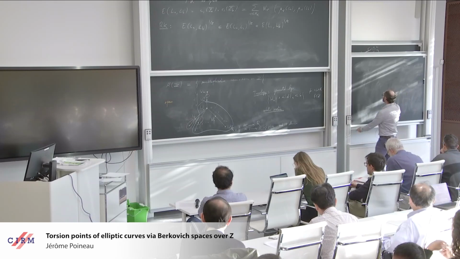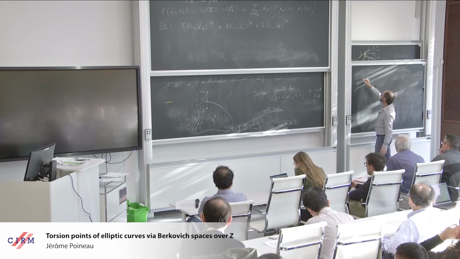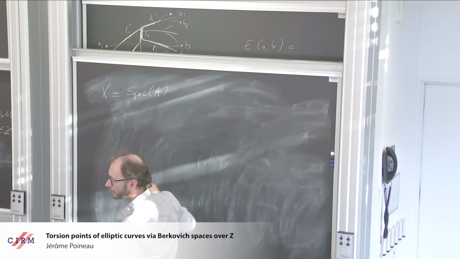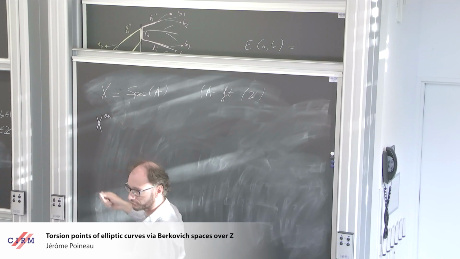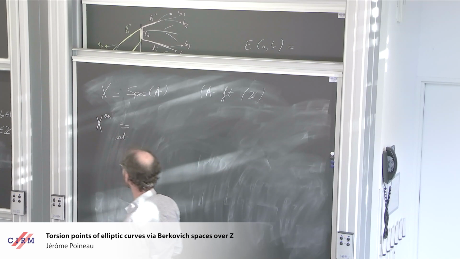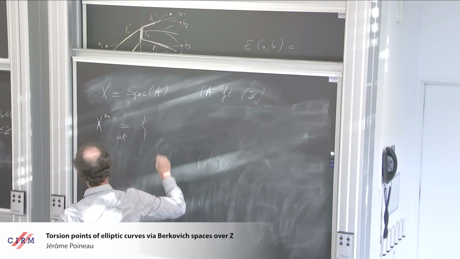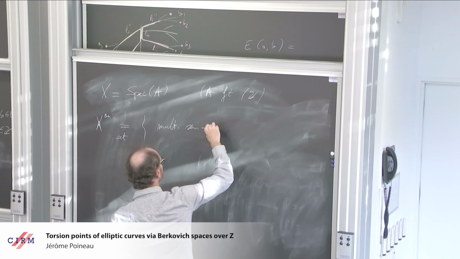But just if you like, we can talk about some analytifications, right? So let me start with some X, which is the spectrum of some algebra A. Maybe I need A to be of finite type over Z. Yeah, never mind. And you have a notion of analytification over Z as a Berkovich space. Okay, let me just say what it looks like as a set. So that would just be the same definition, like the multiplicative seminorms on A.